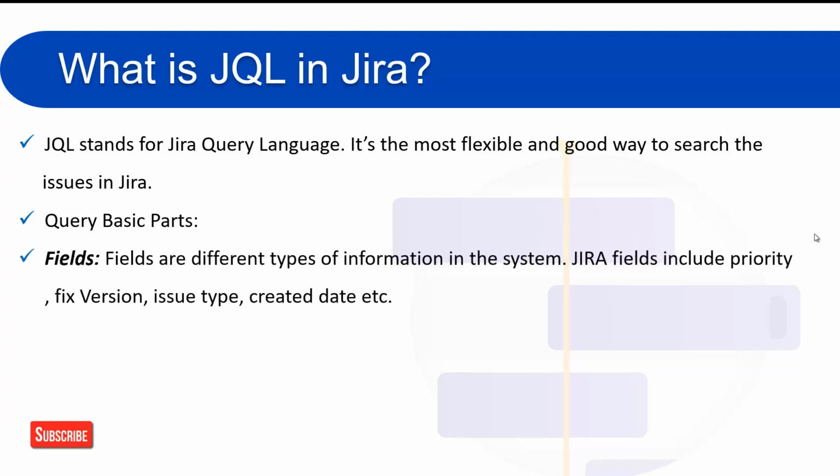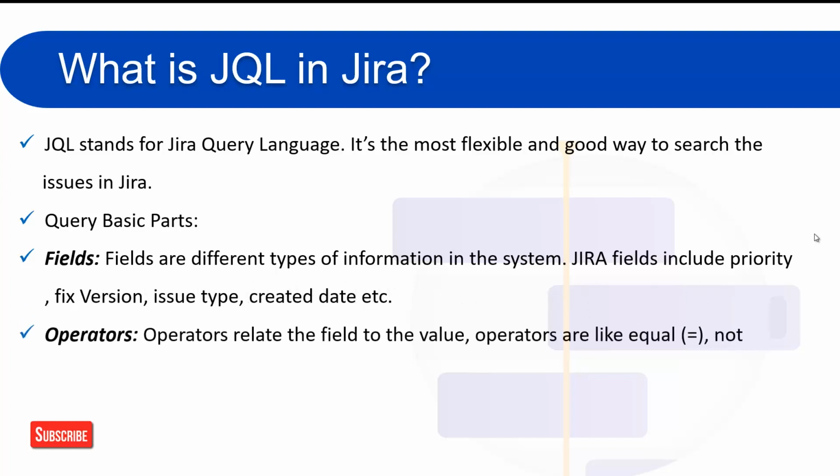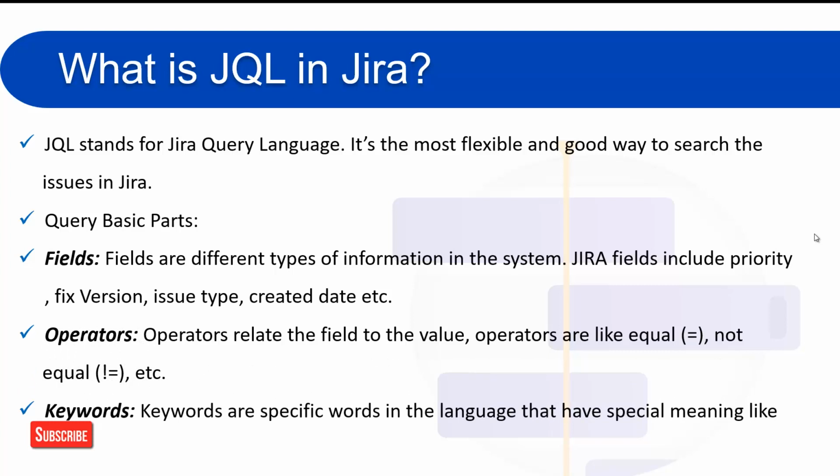Now what are fields? Fields are the different types of information in the system. If I take the example of Jira, then Jira fields are priority, fixed version, issue type, created date, summary, updated date, and many more. The second one is operators. Operators are basically used to relate the field to the value, like equals, not equals, something like that. And the third one is keywords. Keywords are specific words in the language that have special meaning, like AND, OR, etc. This is the definition, or you can say the theory part of JQL.